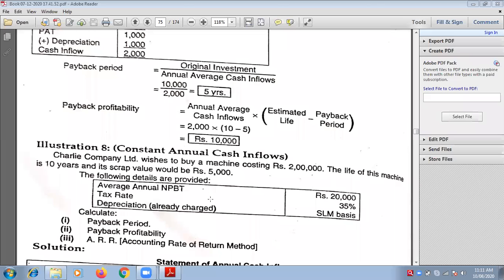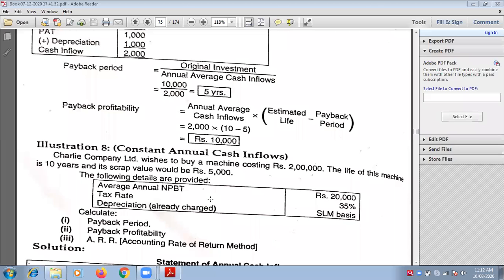Okay. Charlie company wishes to buy a machine costing rupees 2 lakhs. Now a company is there who wants to buy a machine of rupees 2 lakhs, life of which is 10 years. Scrap value would be 5,000 after 10 years. Of course, scrap value would be after 10 years when you would want to sell the machine. At rupees 5,000, you will be able to sell it off. Following details are available. NPBT. What is NPBT? Net profit before tax, which is already available to you, 20,000 rupees.